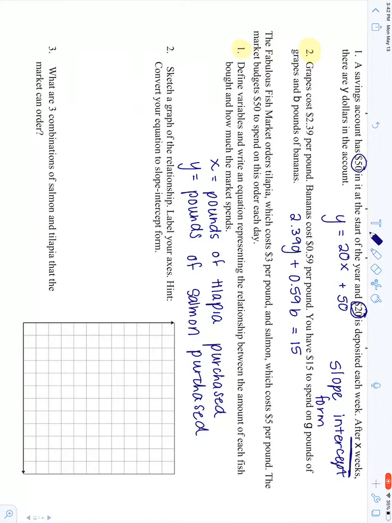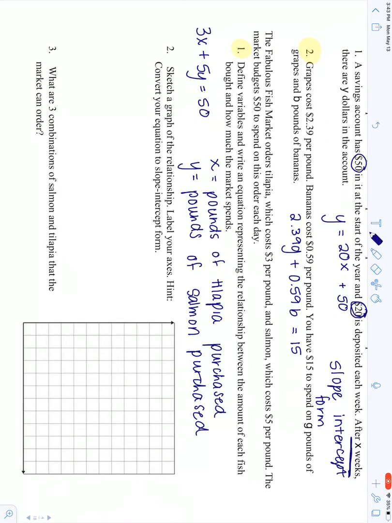Okay, so I messed up the first part because I didn't write an equation. So I'm going to go ahead and do that. My equation is going to be 3x because that's how much each pound of tilapia costs. Then salmon is going to be 5y because if y is pounds of salmon, I need to multiply that by the cost of each pound. And then all that added up together needs to equal 50.